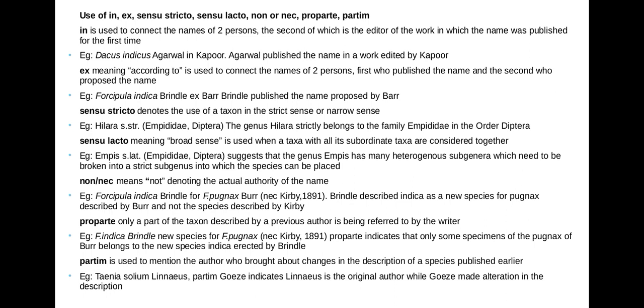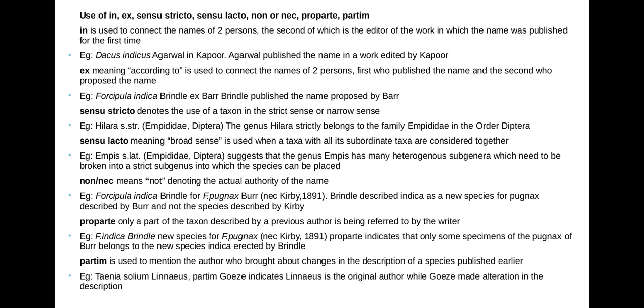Then sensu stricto denotes the use of a taxon in the strict or narrow sense. Then sensu lato, meaning broad sense, is used when a taxon with all its subordinate taxa are considered together. Then non or nec means not, denoting the actual authority of the name. Then pro parte: only a part of the taxon described by a previous author is being referred to by the writer.